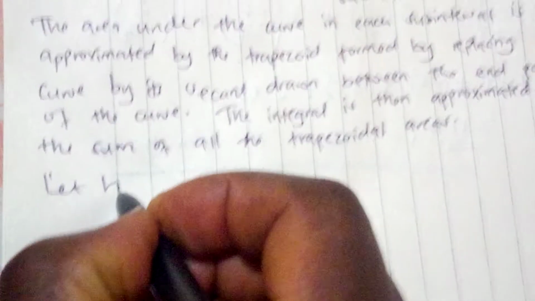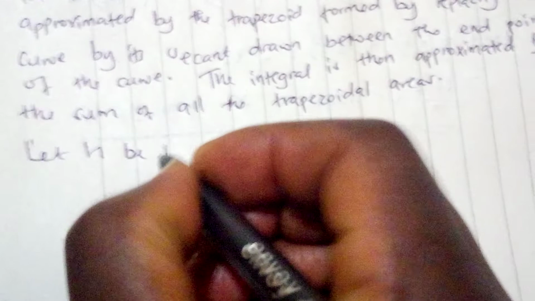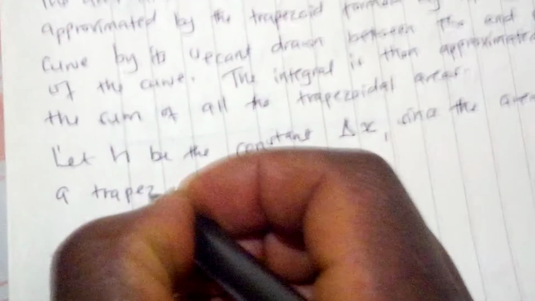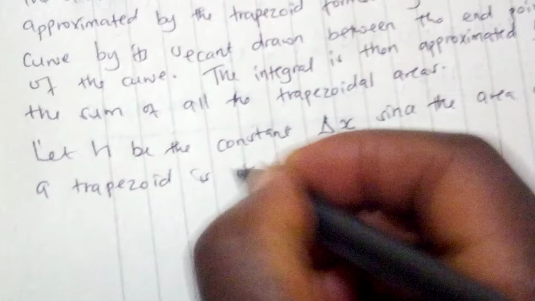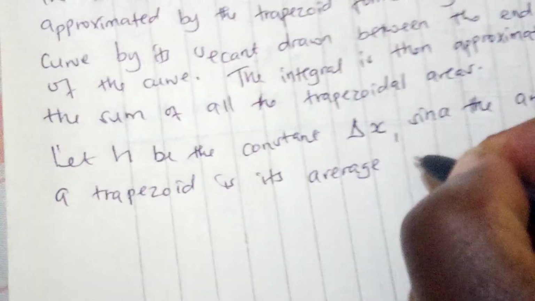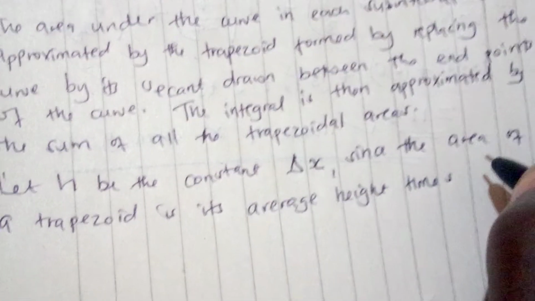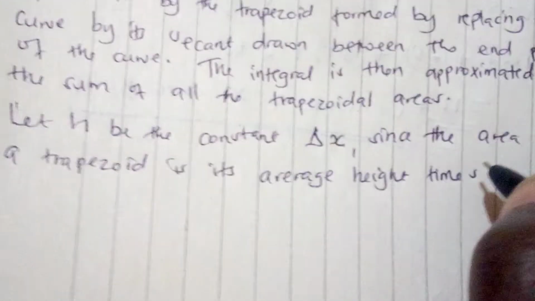Then let's say, let h be the constant change in x, since the area of a trapezoid is its average height times the base for each subinterval.